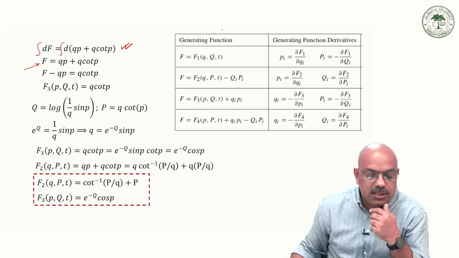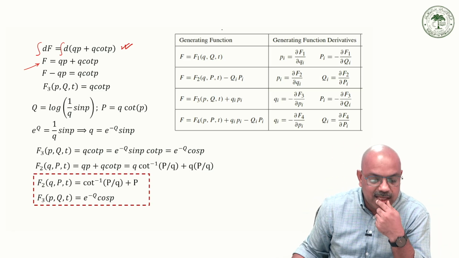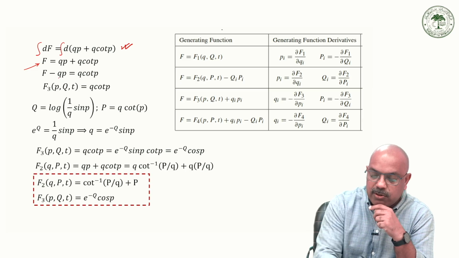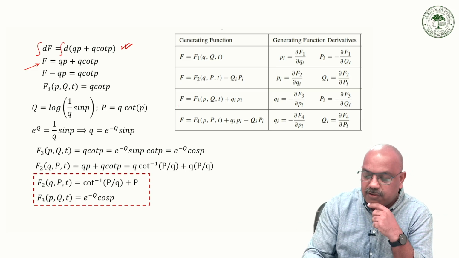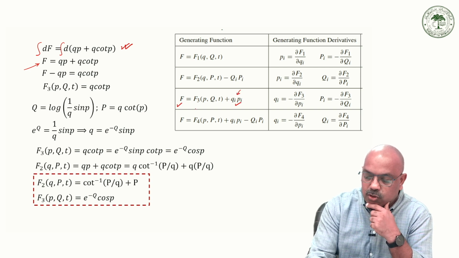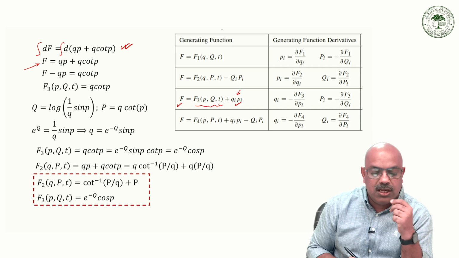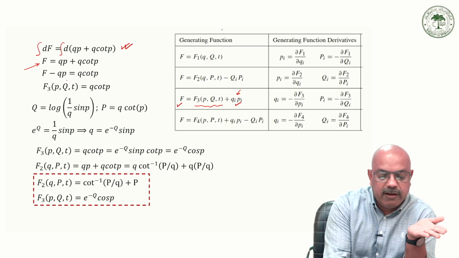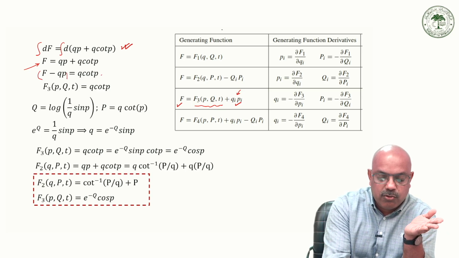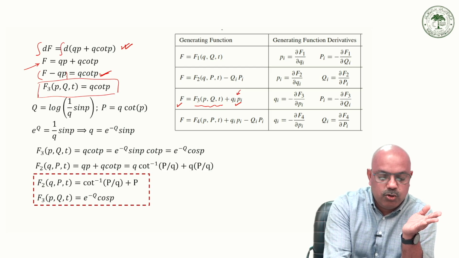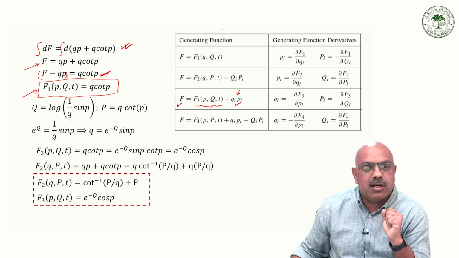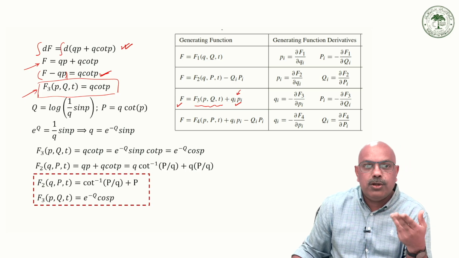Okay, so now the first thing we can get is f minus qp, because you see that this is my f. From the table of generating functions, this is my f, this is qp, so f minus qp is going to be my generator, this is going to be f3. So I have f minus qp here, and that is going to be q cot p. So this is the equation I'm going to have: f minus qp, my generator f3, is equal to q cot p.